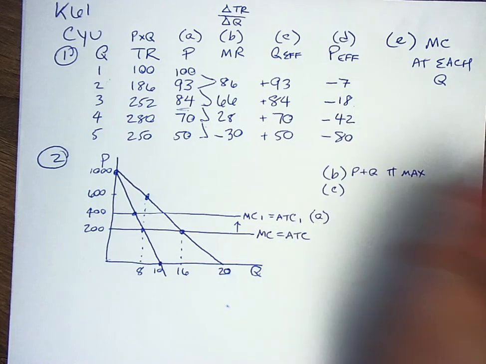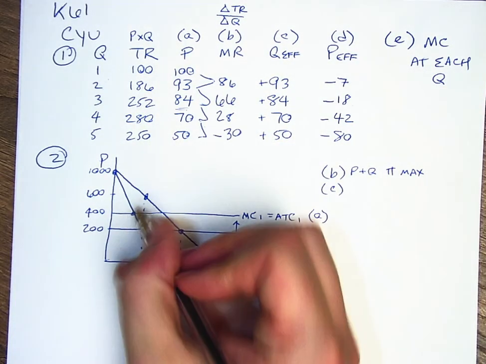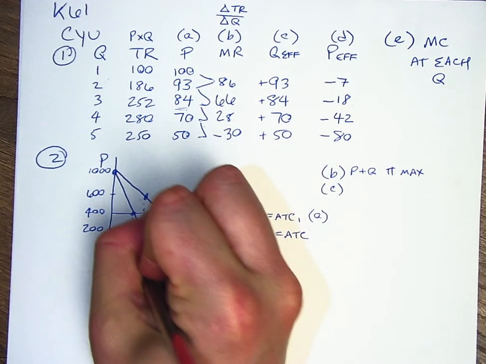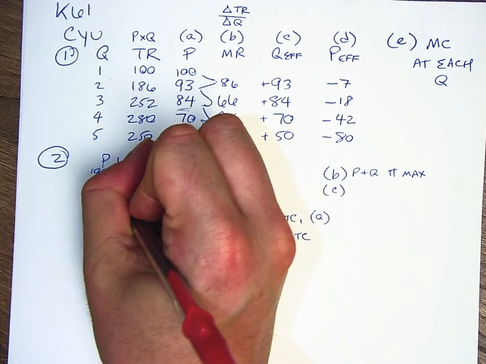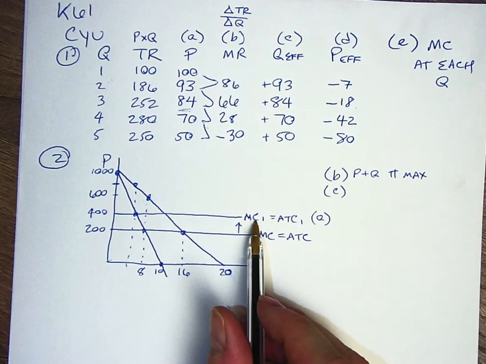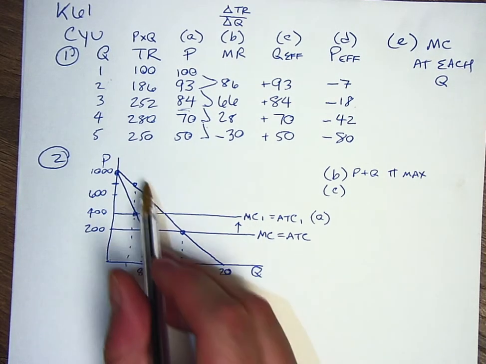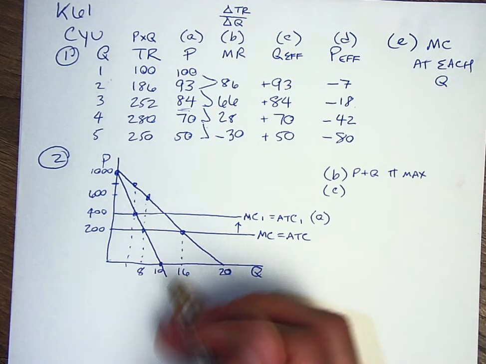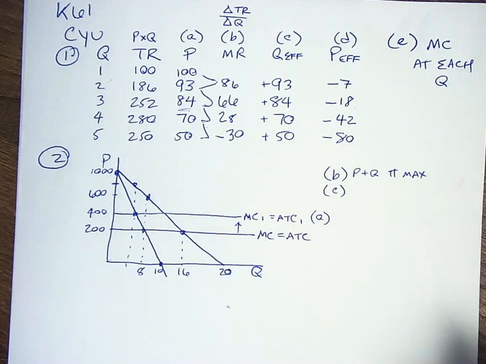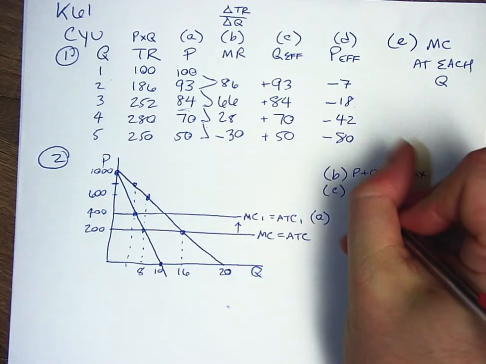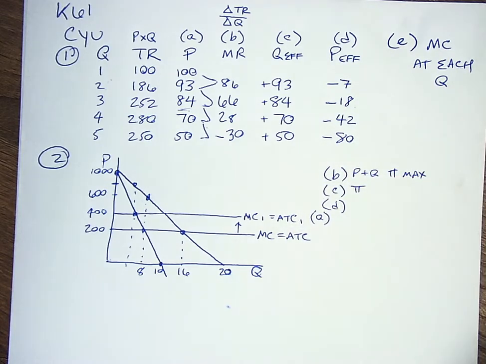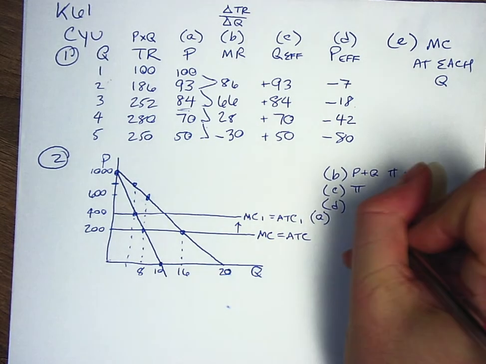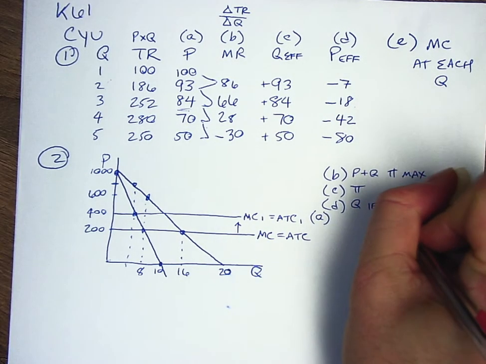And what we're going to look for is actually, what's this value up here? Because we're looking for MC equals MR, right? And so our new price will be up here, and this new quantity will be down here. C says the profit, so the total profit, and D says the quantity if the diamond were perfectly competitive and the associated profit. So Q if PC.